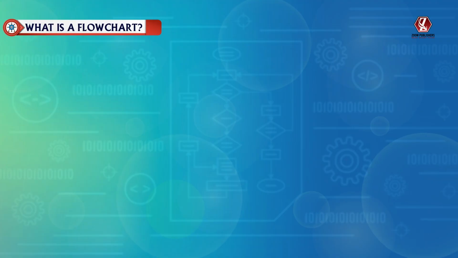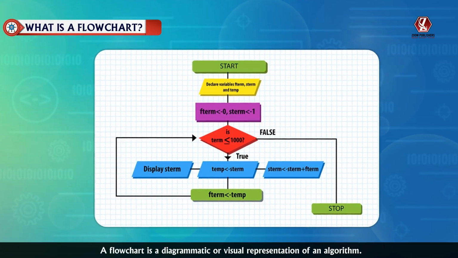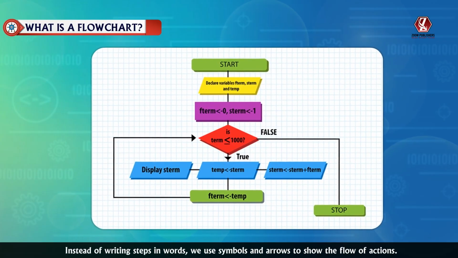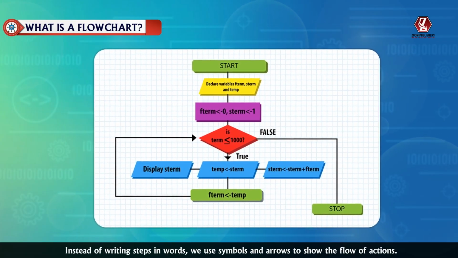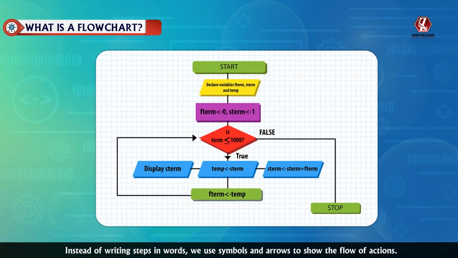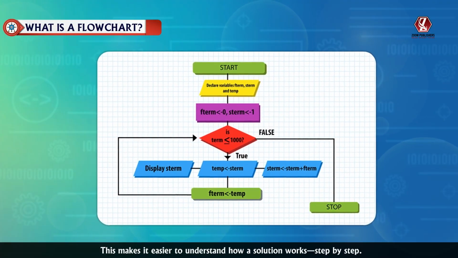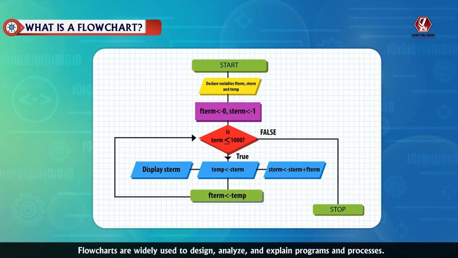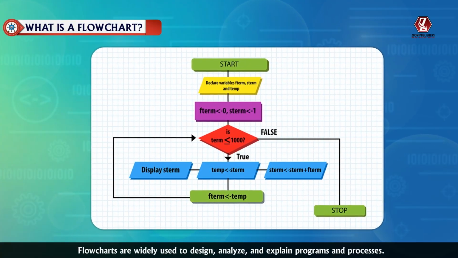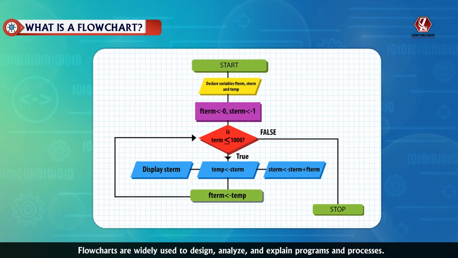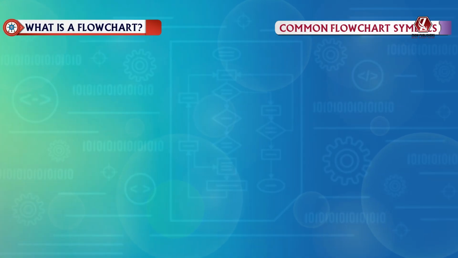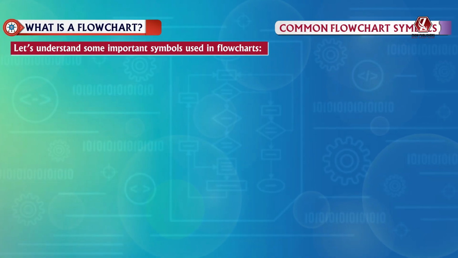What is a flowchart? A flowchart is a diagrammatic or visual representation of an algorithm. Instead of writing steps in words, we use symbols and arrows to show the flow of actions. This makes it easier to understand how a solution works, step by step. Flowcharts are widely used to design, analyze, and explain programs and processes. Common flowchart symbols. Let's understand some important symbols used in flowcharts.